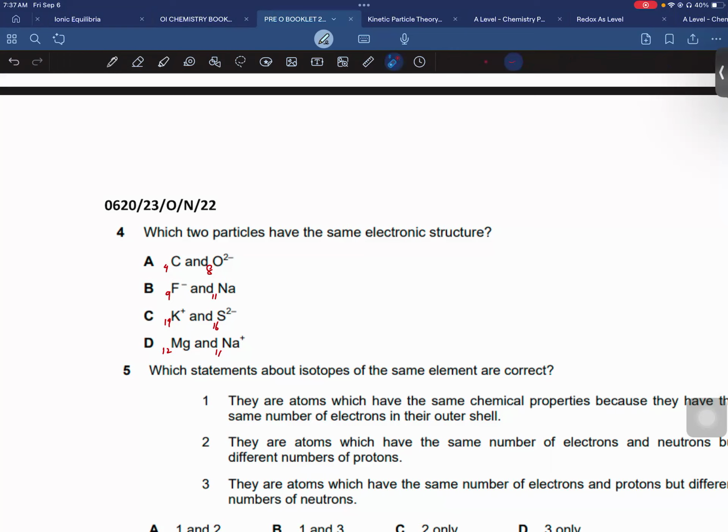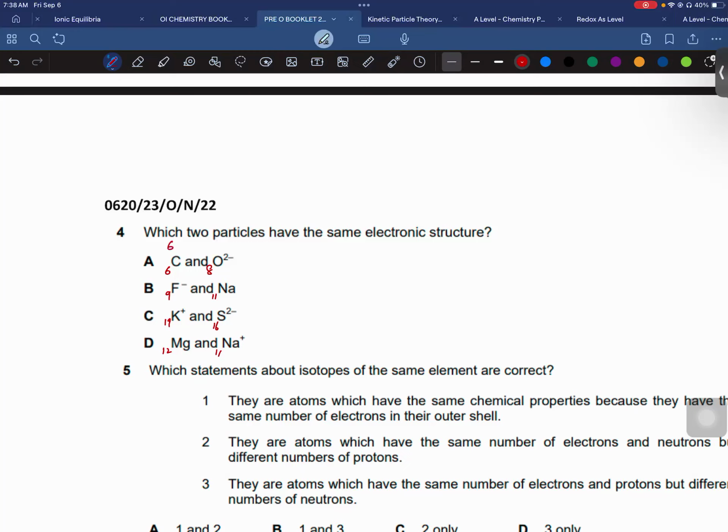So in carbon, how many electrons do we have? You will say 4. Sorry, the proton number for carbon is 6, not 4. The proton number for carbon is 6. So how many electrons are there in carbon? It will be 6.